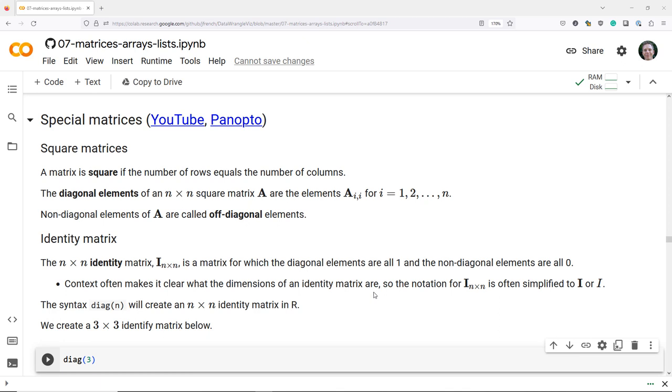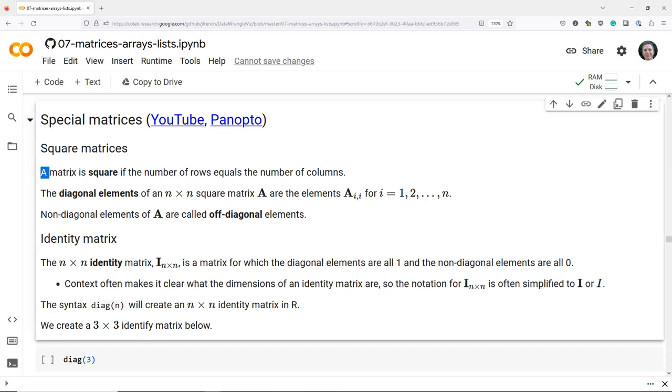Let's talk about a few kinds of special matrices. One special matrix that is often talked about is a square matrix. A matrix is square if the number of rows equals the number of columns. It's really that simple. Associated with a square matrix is something known as the diagonal elements of the matrix.